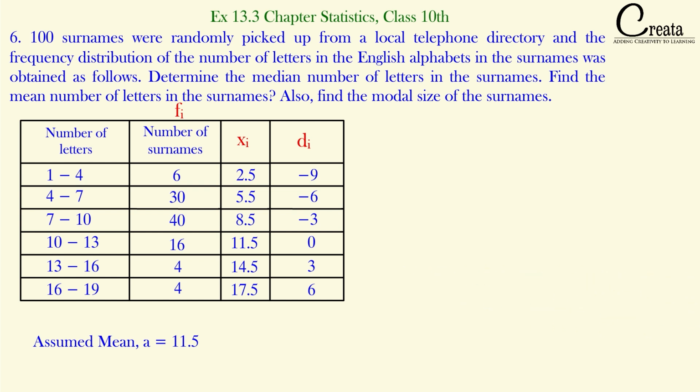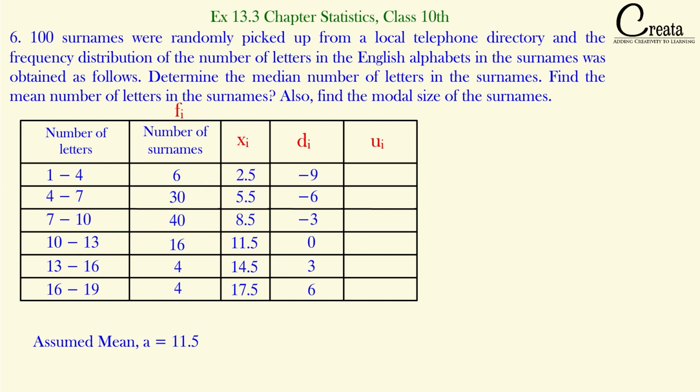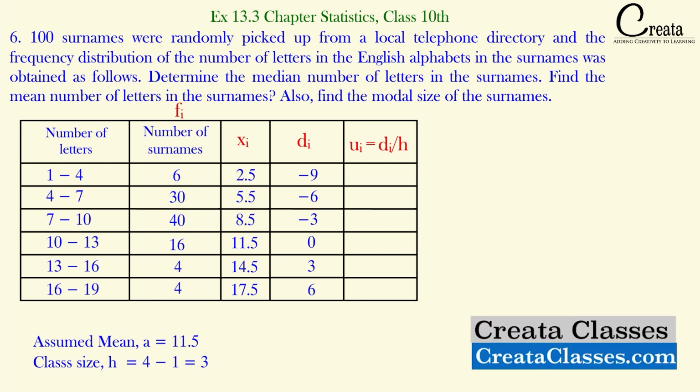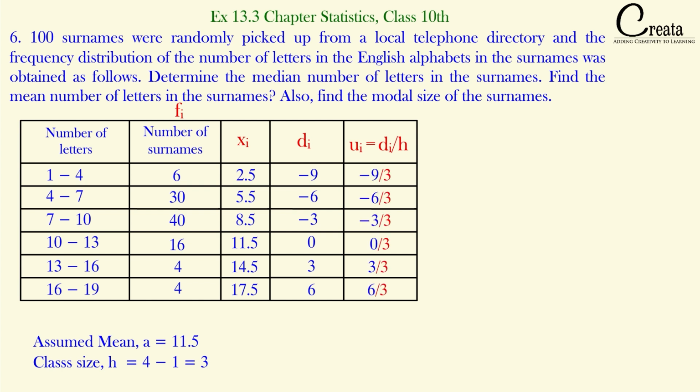What we do in the step deviation method is add one more column, which is ui, in which we divide the deviation by the class size. For that, we have to calculate the class size. Class size is h, which we have already calculated as 3. The upper limit minus lower limit, 4 minus 1, it is 3. Let's divide all the values of the deviation by 3. Minus 9 upon 3, it is minus 3. Further, it is minus 2, minus 1, 0, 1 and 2.